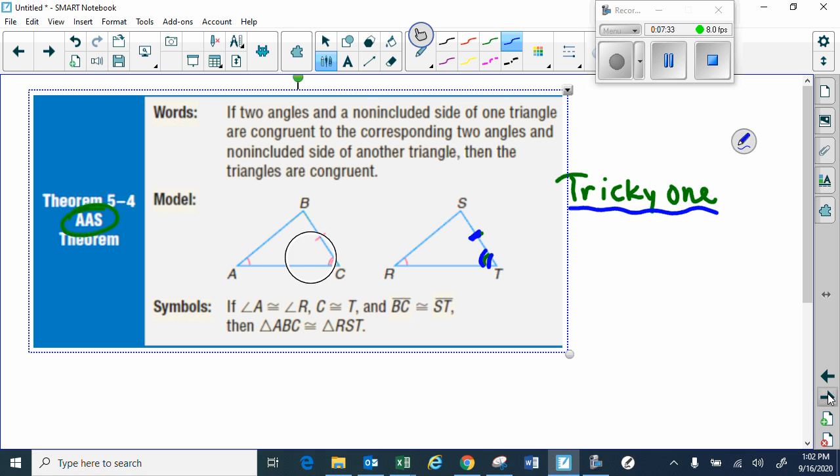But back to the original, this is AAS because this hash mark and this hash mark are next to the same corresponding angle that has two arcs there. So that's the key. Don't get caught just quickly looking at AAS. Oh yes, make sure that that corresponding side is next to the corresponding angle as well.